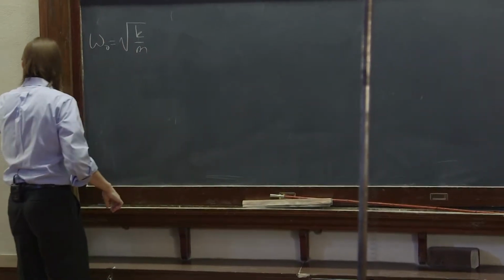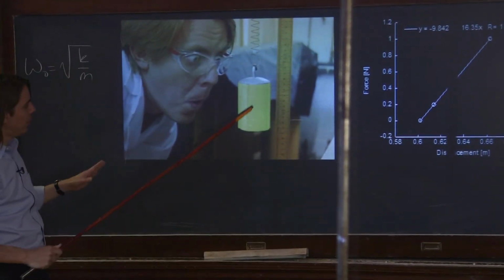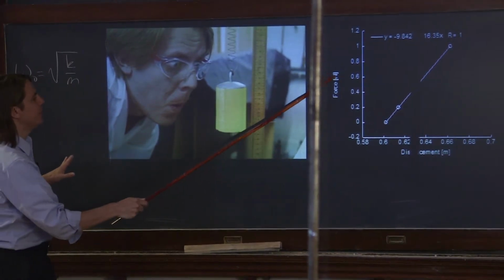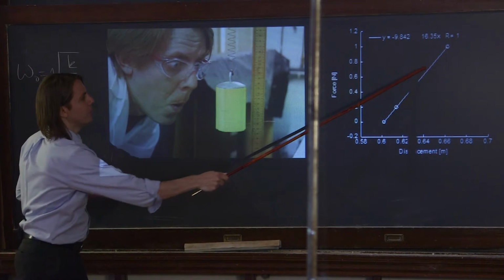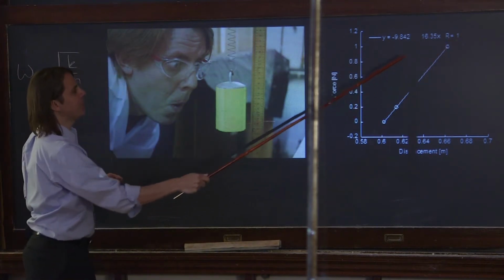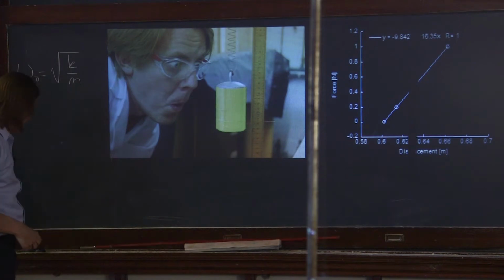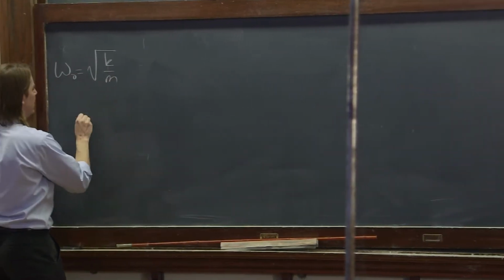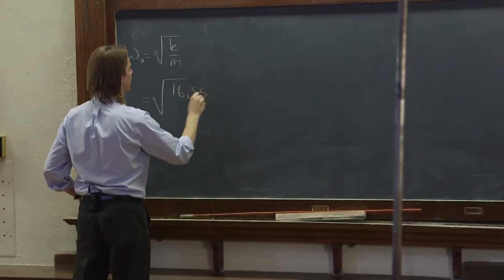For the spring constant, I measured it very carefully one day, hung some weights off the mass, looked at the position of the mass, and plotted the force due to the weights as a function of the displacement, and got a very straight line. Hopefully you can see that and be very impressed. And I got a spring constant of 16.35 newtons per meter. So that's k, the square root of 16.35.